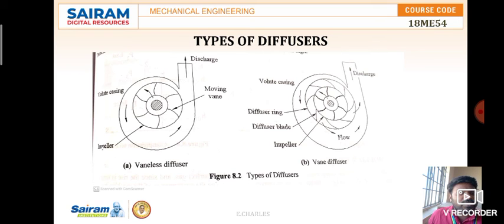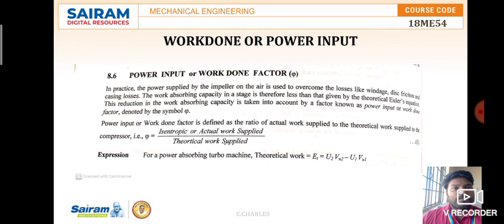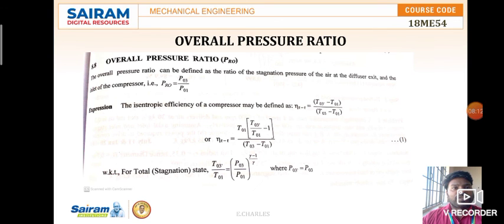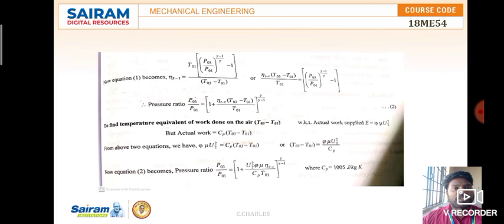If you come to the vane type diffuser, the additional things added are a diffuser blade and a diffuser ring, and there will be two different sets, moving vanes and stationary vanes. Because of this, high pressure water will be discharged, and this is used for high head. And then we have seen the work done or power input, and then the pressure coefficient or loading coefficient. So finally we have seen the overall pressure ratios.